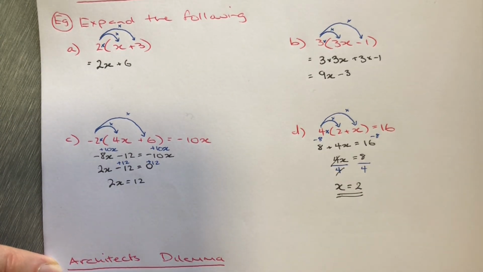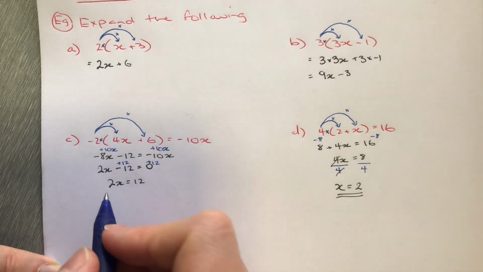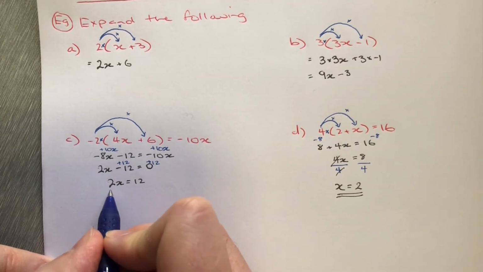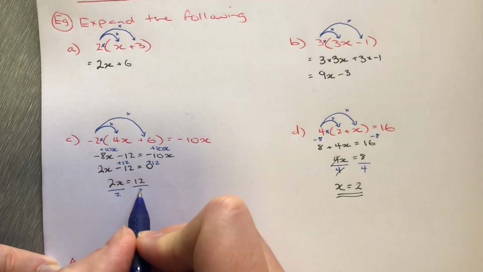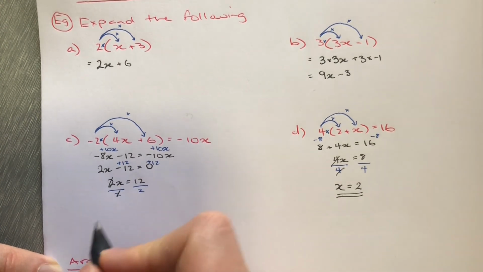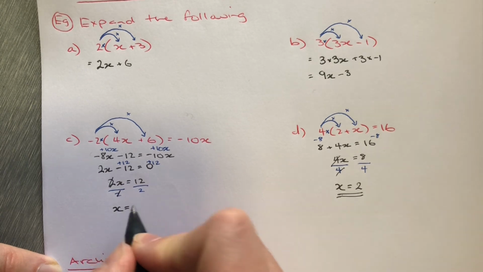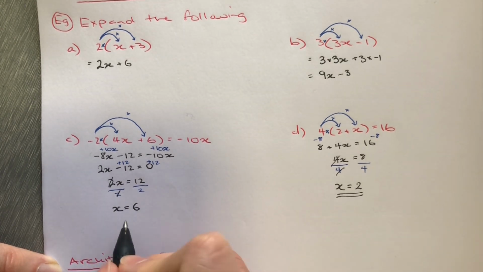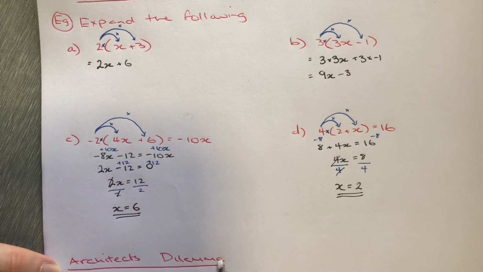Okay, we're almost done. We want to get rid of the 2. That's times 2, so we want to divide by 2 on both sides. We always need to remember. So they're going to cancel out, and we have x equals 12 divided by 2 is 6. So that's our answer right there. Okay, so that's how we solve equations that involve brackets.